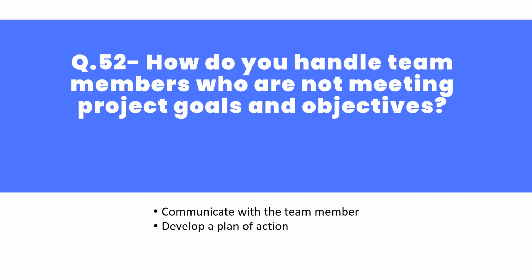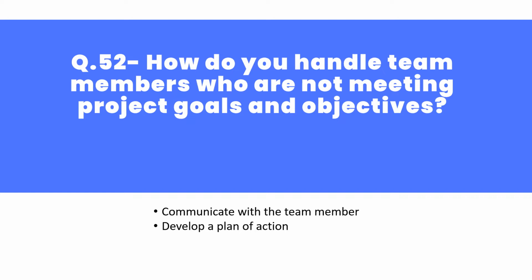After identifying the issue, I would schedule a meeting with the team member to discuss the problem and understand their perspective. During the meeting, we would explore any challenges that the team member is facing and what can be done to help them meet their deadline and complete the assigned tasks. Number three, develop a plan of action. After discussing the challenges and identifying possible solutions, we would develop a plan of action together. This could include providing additional resources, adjusting the deadline, or reassigning some of the tasks to other team members.